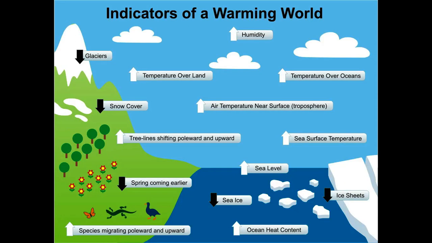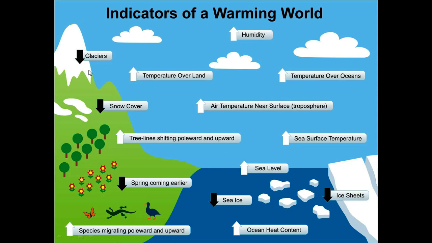And this slide summarizes all physicochemical and biological indicators of a warming world. So humidity is increasing, temperature over oceans is increasing, temperature all over is actually increasing. Sea level is rising mainly because of two reasons: melting ice and thermal expansion of oceans. Sea ice content and ice sheets are decreasing. Ocean heat content is increasing.